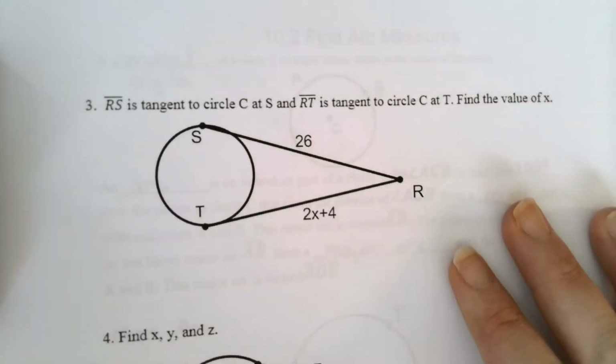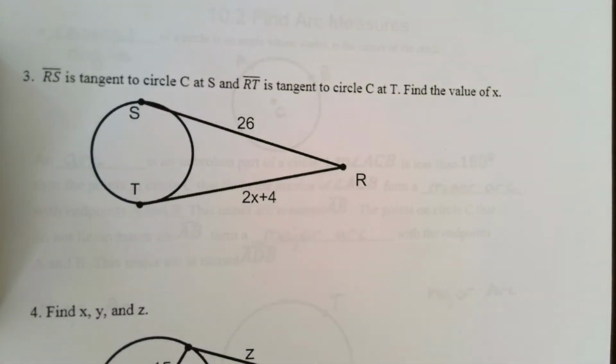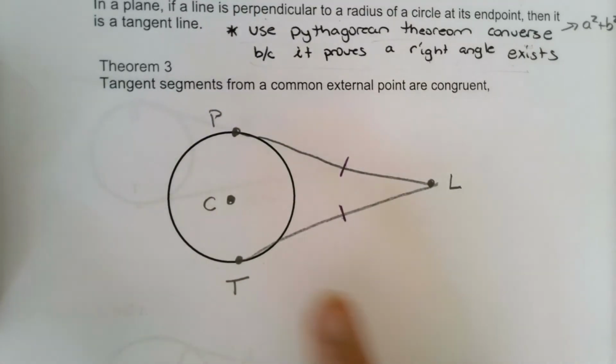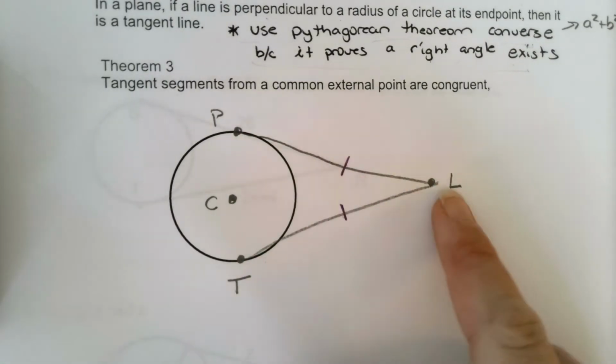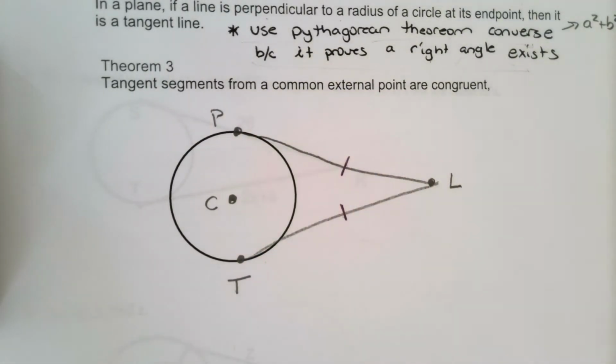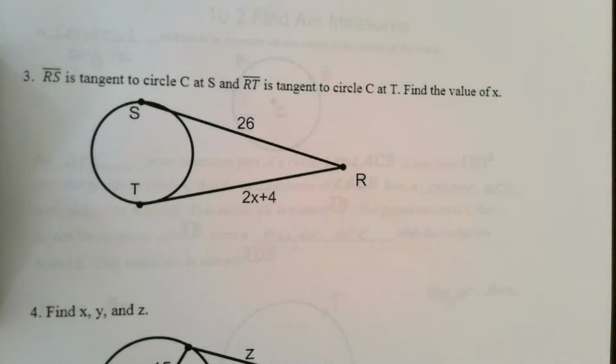So let's do a few easier ones. This one, super easy. I told you, look out for this type of diagram. If you actually look back in your notes, this one looks like this. When you have the two tangents, they're just congruent. That's the theorem. So if you take a look right here, all that means is these are now congruent. And if things are congruent, set them equal.